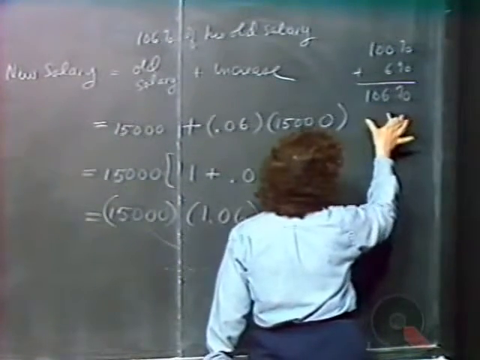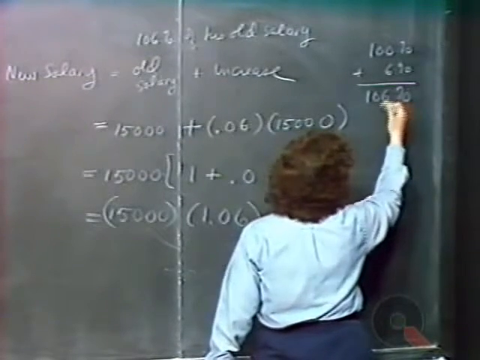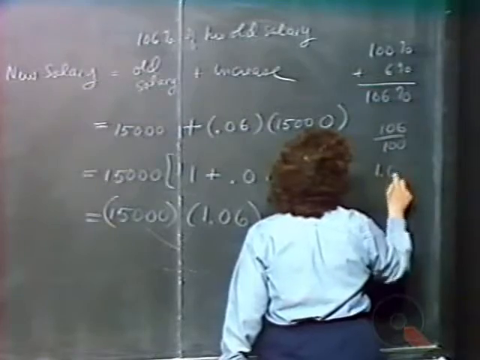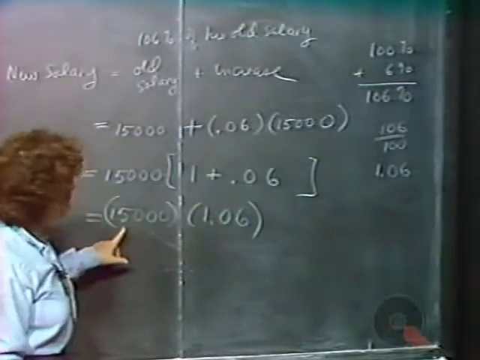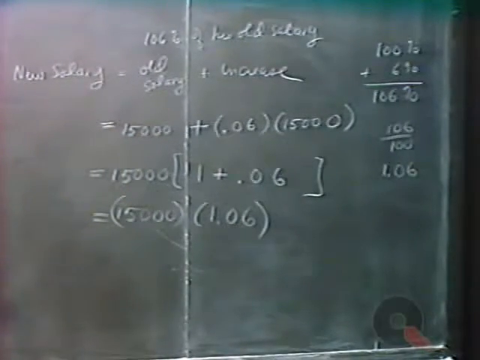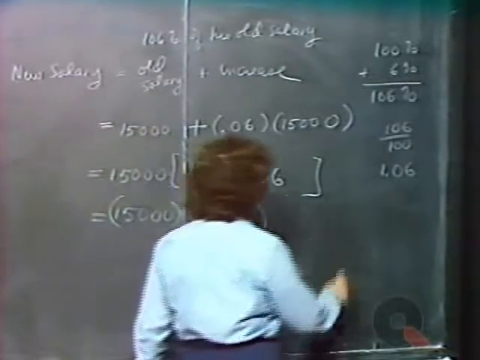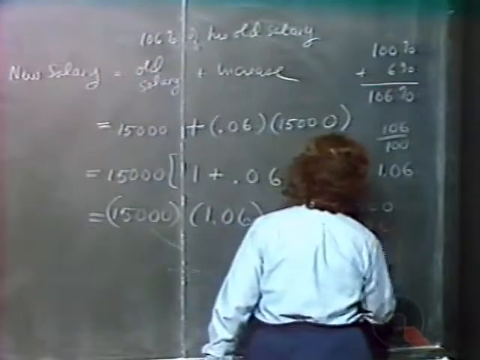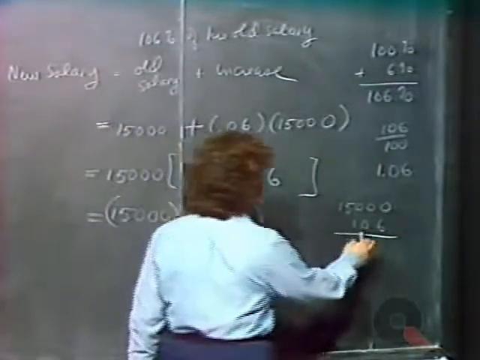106 divided by 100, if you want to change it into a decimal, a fraction. 106 divided by 100, which of course is 1.06. So 106% of his old salary, or 1.06 times his old salary. And if you wanted to do it, you could do it in this form. And you would have 15,000 times 1.06. I'm not saying it's easier, but I just want to point it out as a possibility.